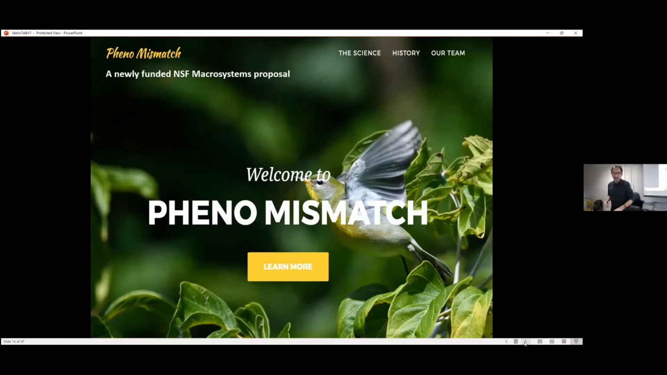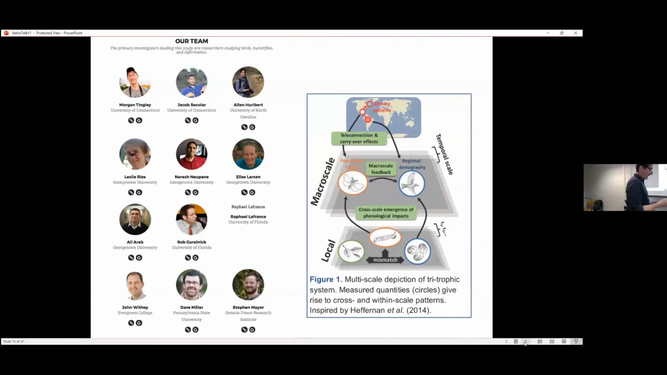What's really cool about this is it's a great group, super exciting. Actually led out of the lab of Morgan Tingley, now at UCLA, but with a whole bunch of collaborators involved in this project that are really great. The idea is to look at these local scale mismatches, see how those emerge into macro scale feedbacks at the regional level, and then also think about teleconnectivity, where we're looking at wintering grounds for birds, summering grounds way up in the north, and how teleconnectivity might matter for what happens here. And across all this is temporal scale, thinking about time, right? Which is what I think about every single day as a biologist. It's happening temporally.